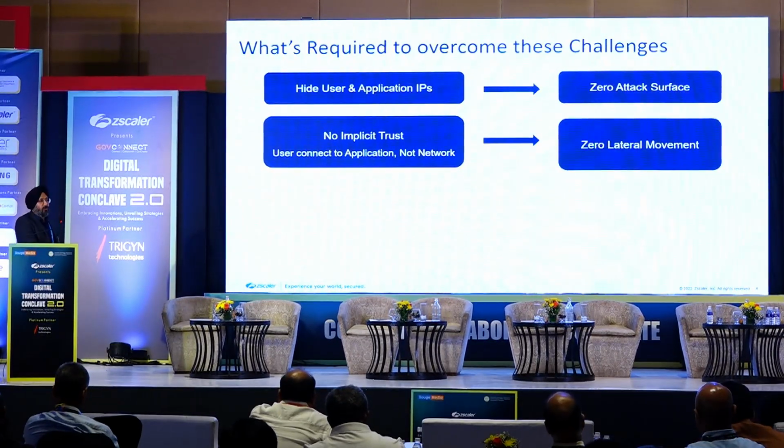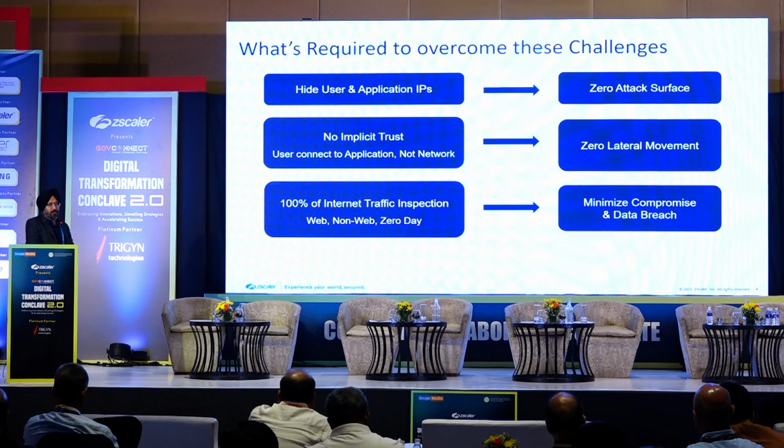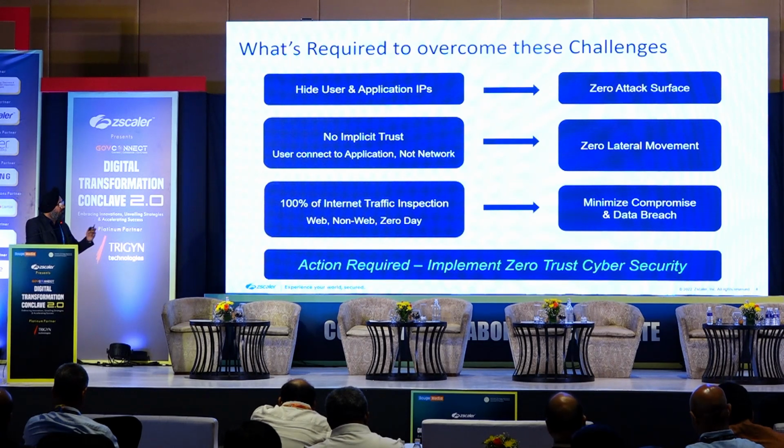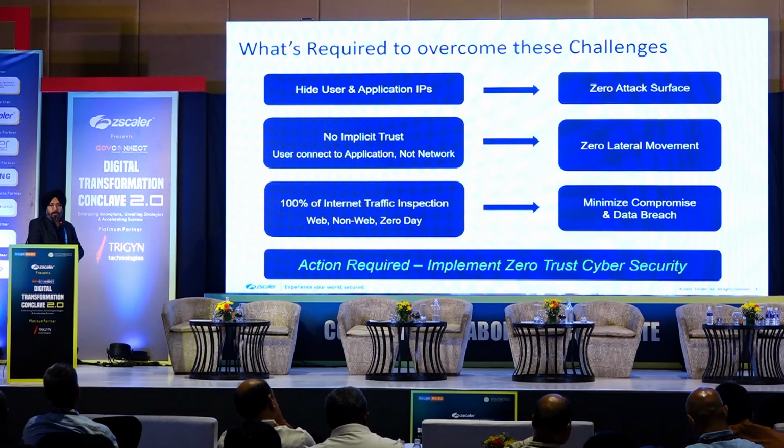Then comes, you don't have to do the implicit trust, because if you are doing the implicit trust, you are trusting the user who is already sitting in your corporate organization. That becomes a challenge. He can do the lateral movement, so you have to stop the lateral movement. 100% inspection to be done. All the modern applications, whatever kind of protocol, you have to inspect it beautifully so that every piece of data it is generating humongously is inspected, so that no malicious content can walk into your corporate network and start doing the damage. So no compromise, no data breach. All these things can be done. The action required is you have to implement zero trust cybersecurity, right?